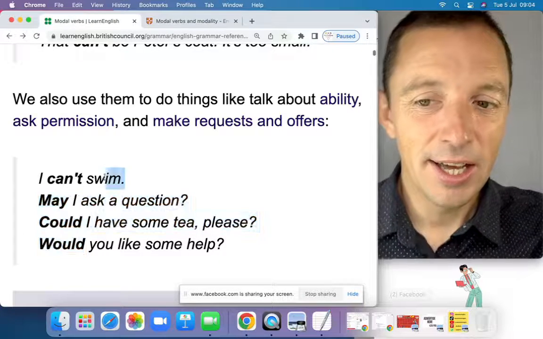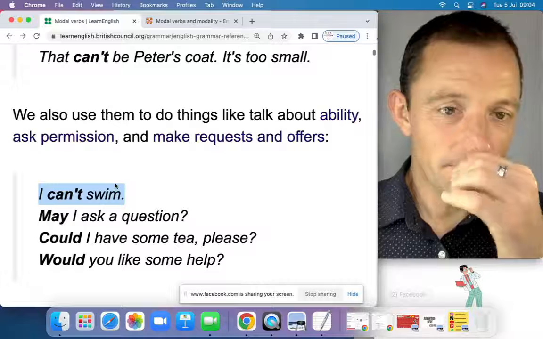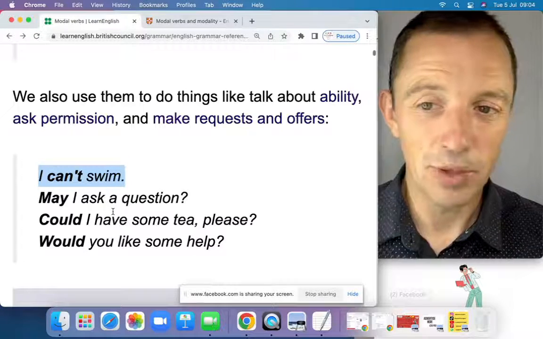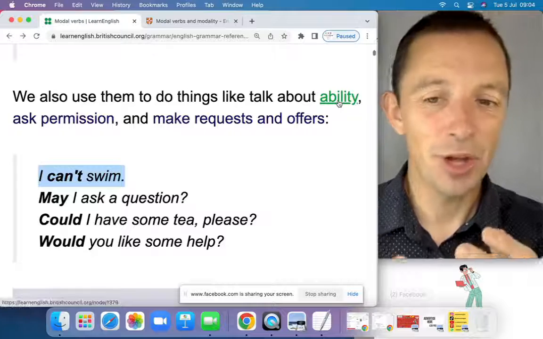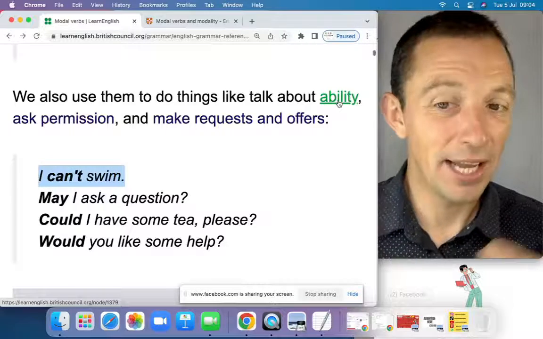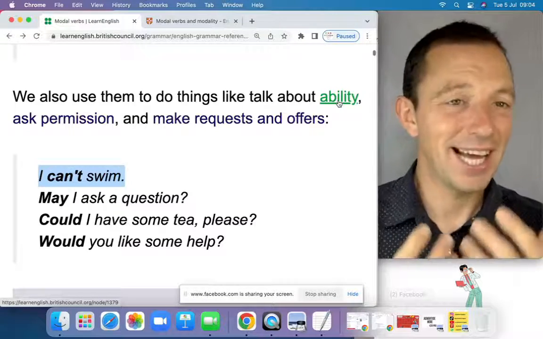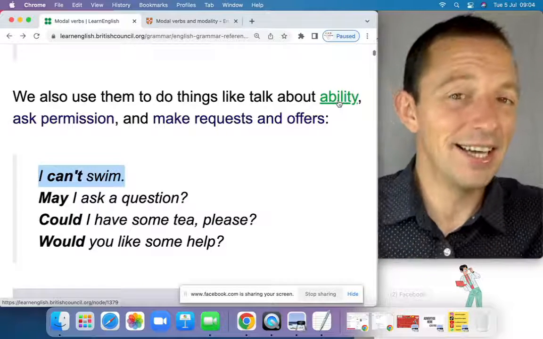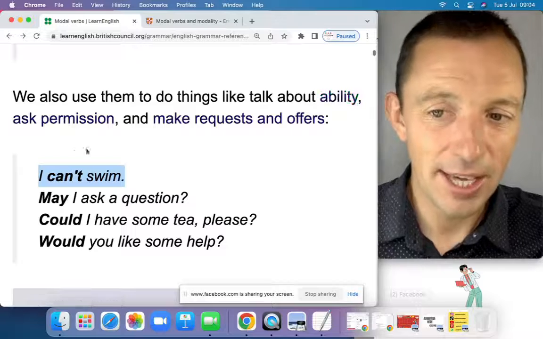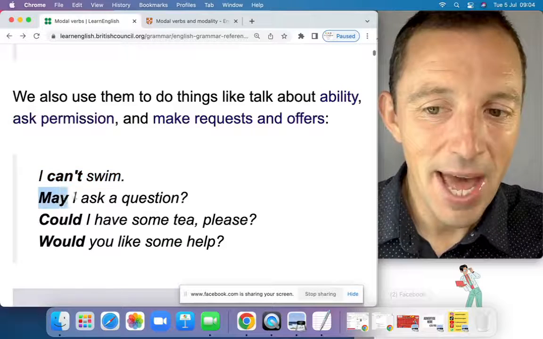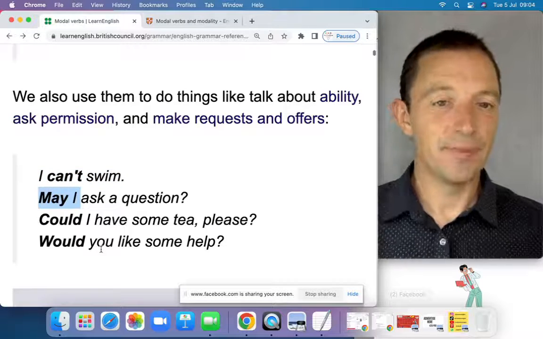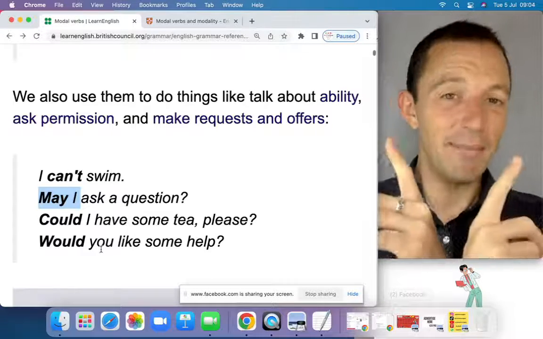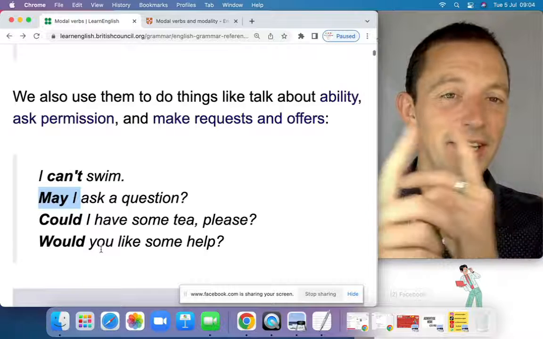First example, I cannot swim or I can't swim. So this is your ability. You have no ability to swim, and I have explained this already. I can't swim, I can't play the piano, or I can. Ability or not ability. Permission. May I ask a question? Very polite. May I ask a question? The affirmative, I may. To create a question, may I.